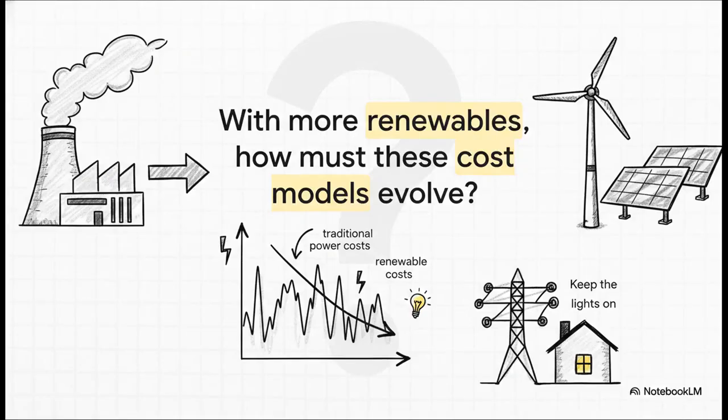Picking the right model isn't just an academic exercise. It's absolutely crucial for keeping our power grid stable and affordable for everyone. But it leaves us with a really big question for the future. You see, all these models were designed for traditional power plants. So, as our grid gets filled up with more and more solar and wind, which have zero fuel cost but are totally unpredictable, how are these fundamental cost models going to have to change to handle this new reality and keep our lights on? That's the huge challenge facing the next generation of power system engineers.